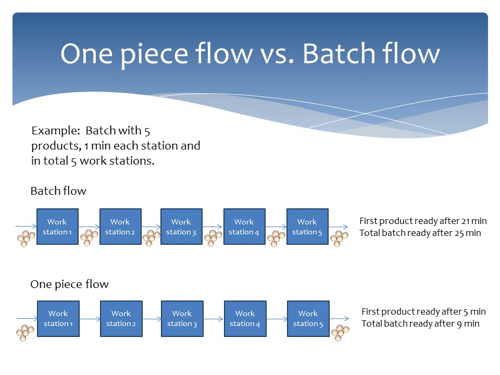For batch flow, the first product will be ready in 25 minutes and the entire batch of 5 products will take 29 minutes. For the one-piece flow, the first product will be ready in 5 minutes and the entire batch of 5 products will be ready in just 9 minutes.